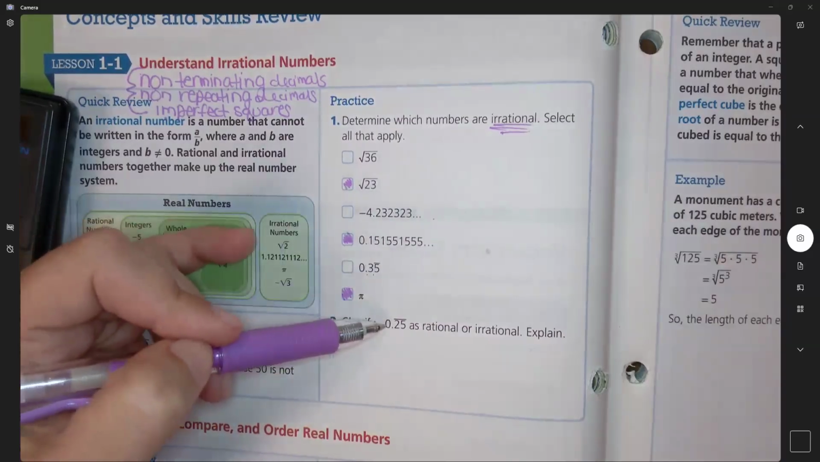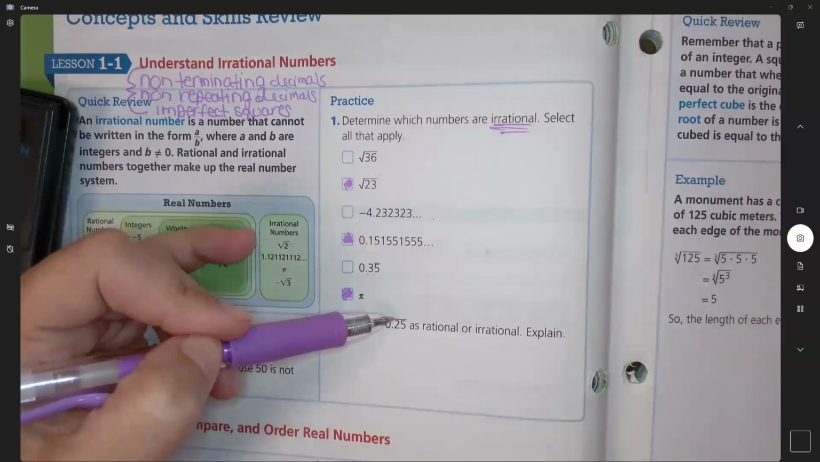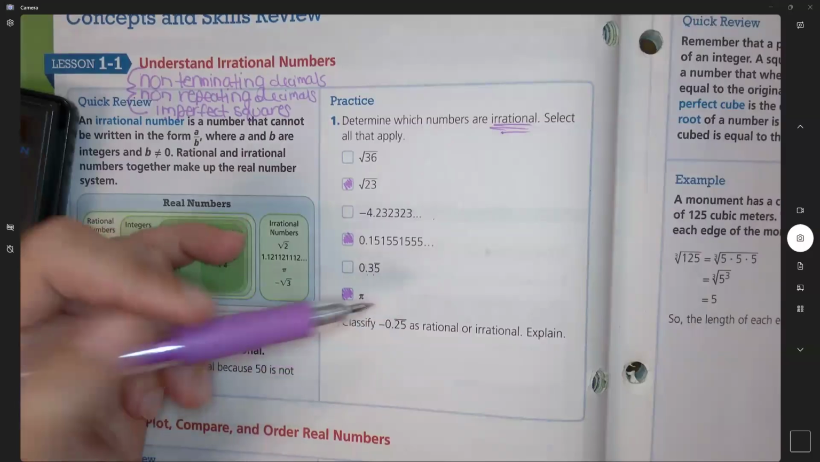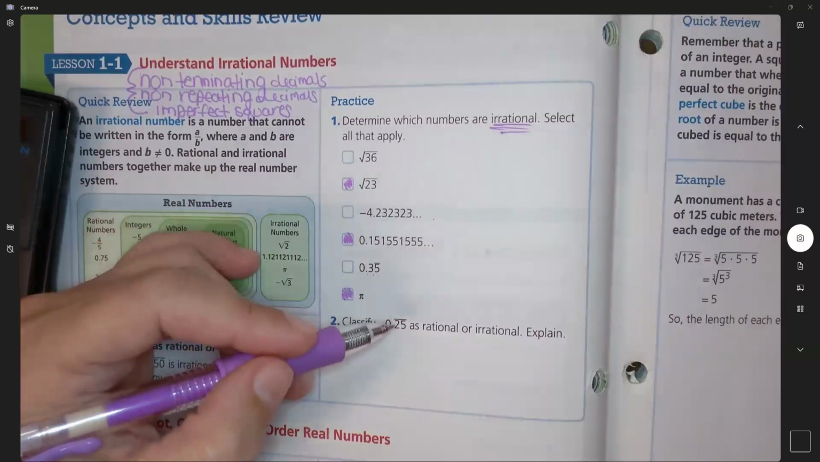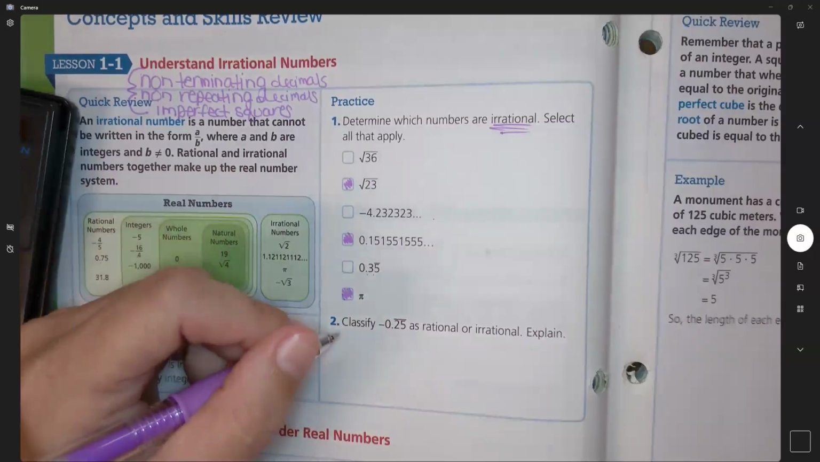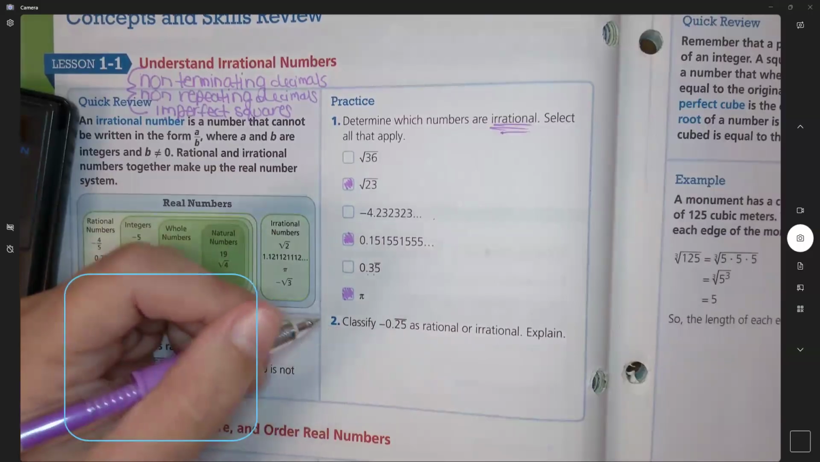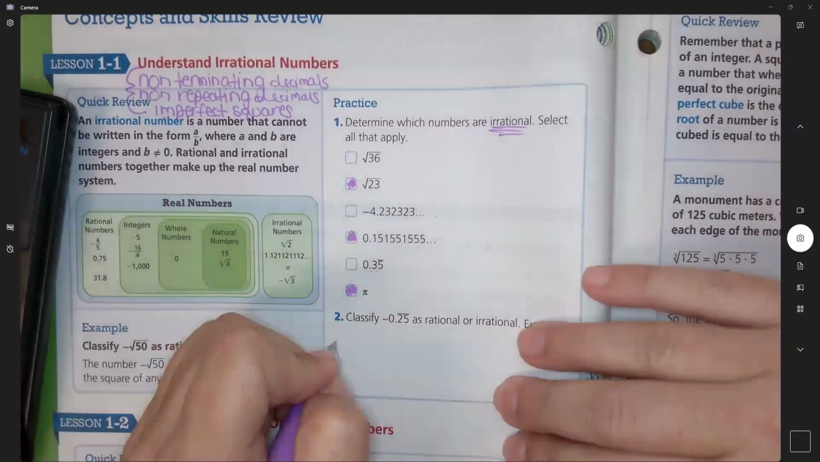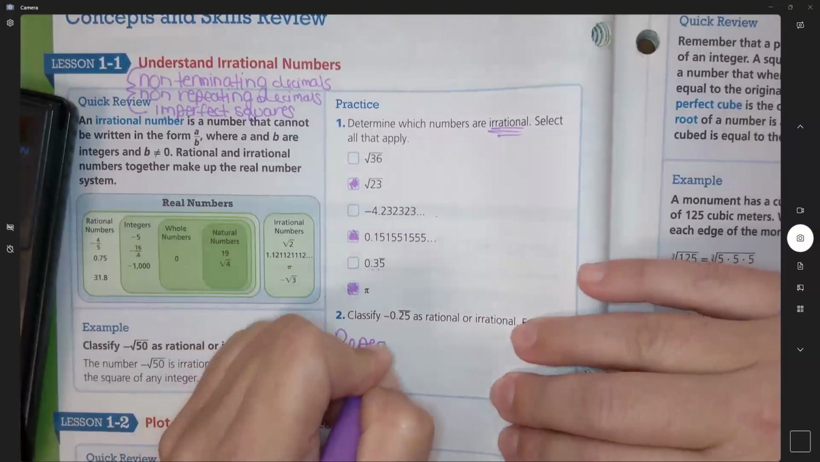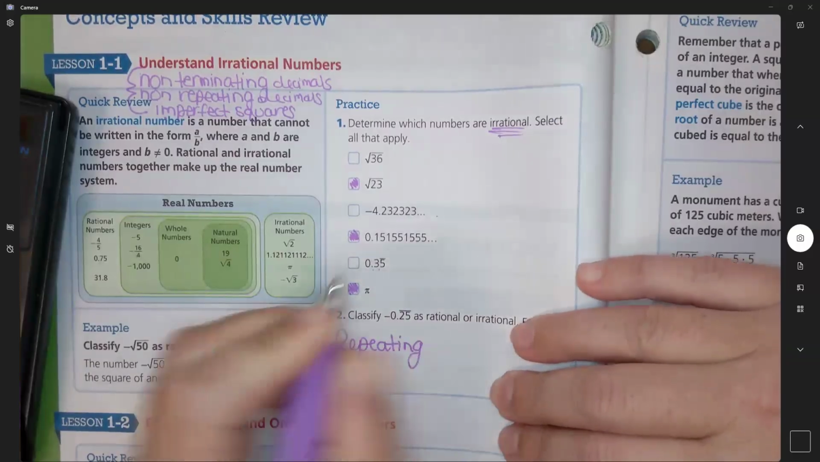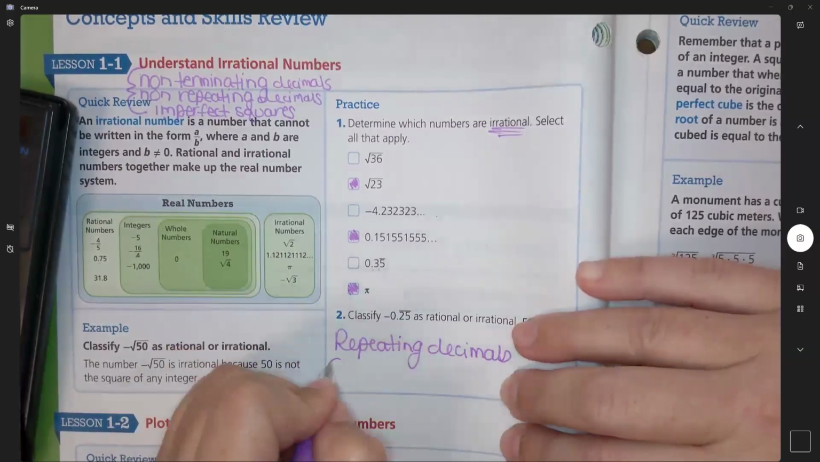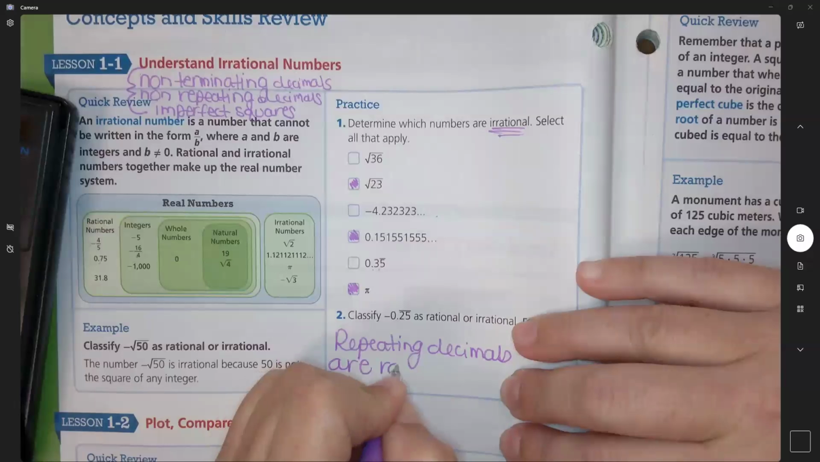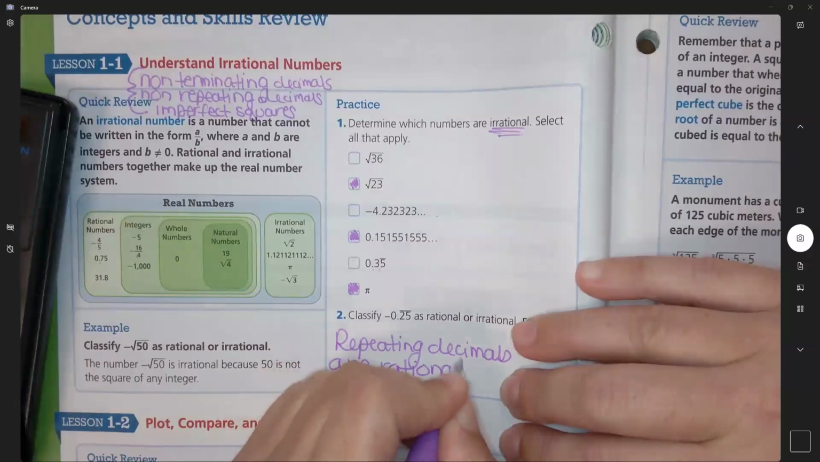So would negative 0.25 repeating, that's what the bar means, bar notation, be rational or irrational? Explain. Absolutely, it is rational because repeating decimals are rational. Let's write that down. Repeating decimals are rational. Okay?